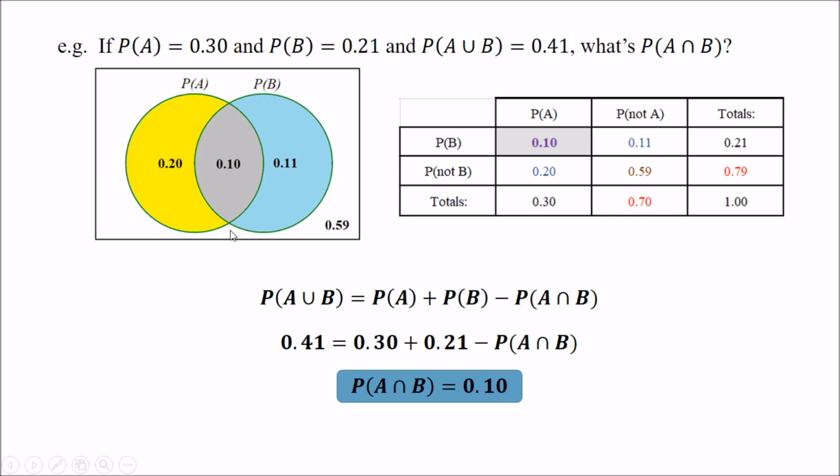The most difficult way is with the Venn diagram. The easiest way is with the addition rule.